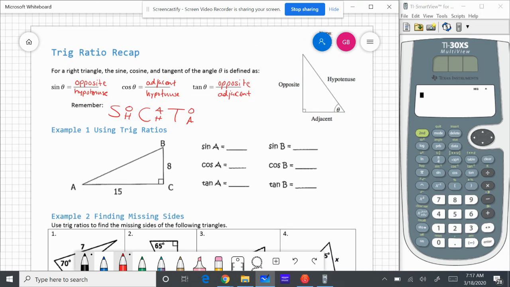So in example one, we're going to find the sine, cosine, and tangent of both angle A and B. But before that, we need to find the hypotenuse. A quick way to find the hypotenuse is with the Pythagorean theorem, because we still are working with right triangles.